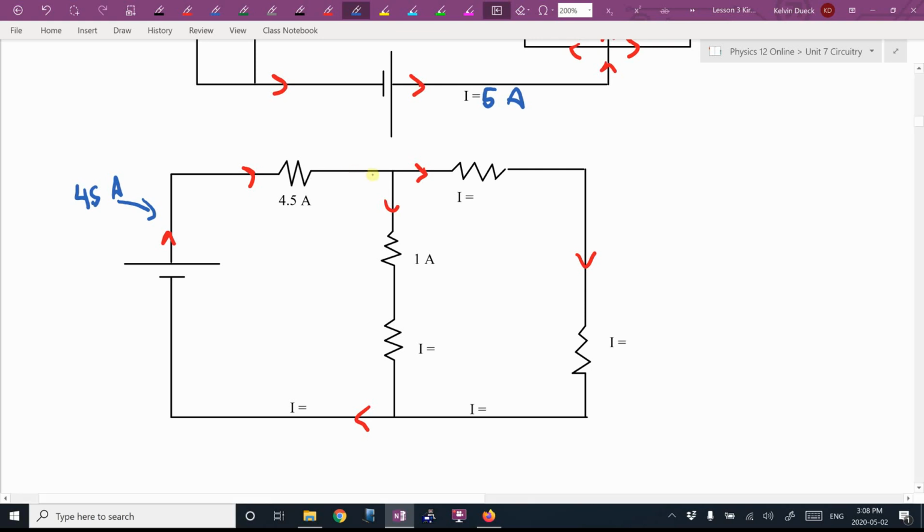So 4.5 amps goes this way. 1 amp goes down. This has got to be 3.5 amps. This has got to be 3.5 amps. This has got to be 3.5 amps. Down this branch, 1 amp, you know what? 1 amp must be going through that resistor as well. Then they recombine. This must be 4.5 amps.